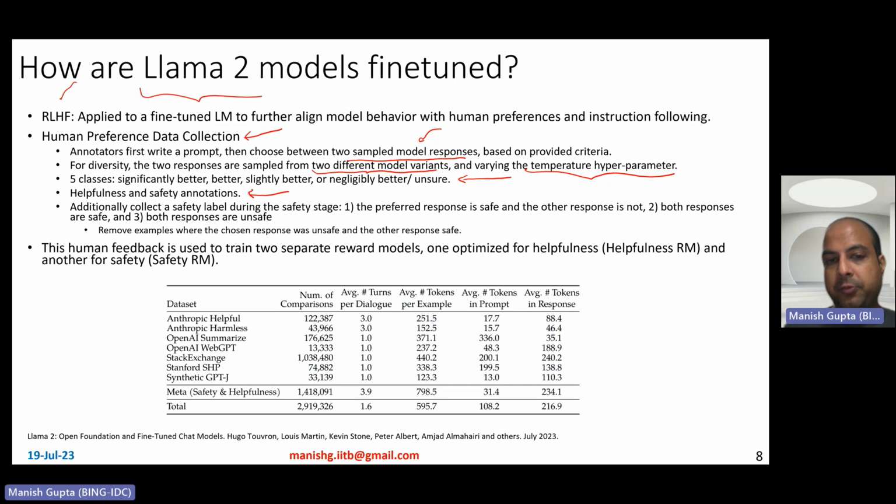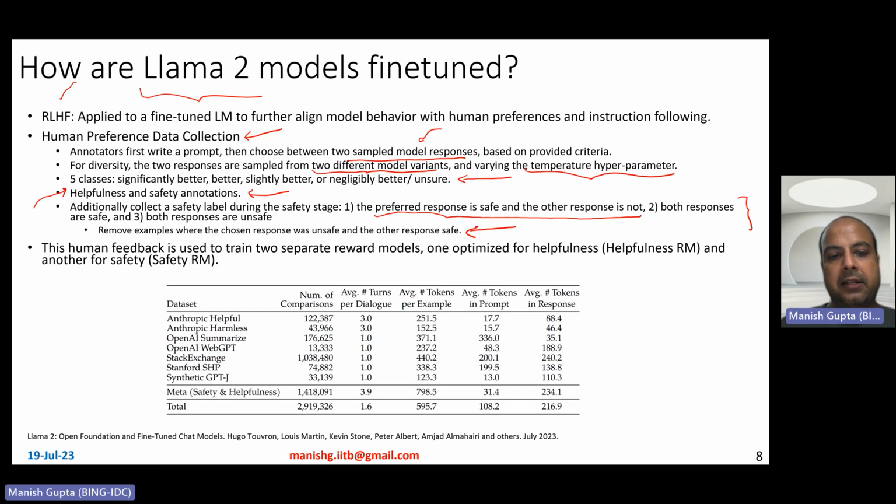Additionally, besides these 5 class rankings for helpfulness and safety annotations, human annotators were also told to do a 3 class labeling: the preferred response is safe and the other response is not safe, both responses are safe, or both responses are unsafe. Now the idea was that before doing RLHF, this label from the annotator was used to filter out examples. They filter out those examples where the chosen response was unsafe but the other response was safe. Thereby the RLHF training has also been done on reasonably clean, safe data.